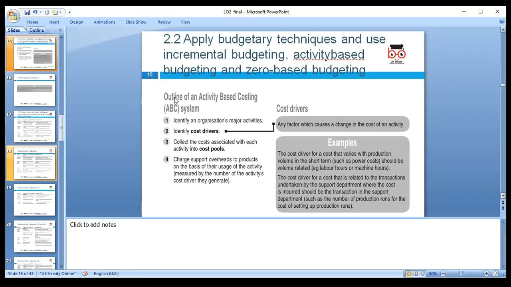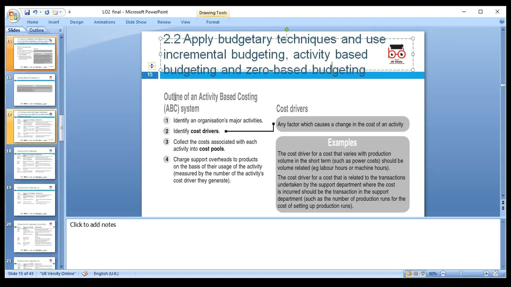Okay, next we're looking at 2.2, apply the budgetary technique and use incremental budgeting, activity based budgeting, and zero based budgeting. So what is activity based? If you have more activity, your cost will be more, such as delivery. If you do more deliveries, your cost will be more, and you have to do the route planning. If you reduce the deliveries, your cost will reduce. That's why this is activity based costing.